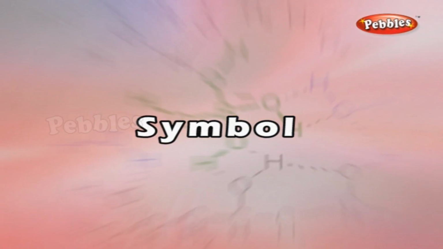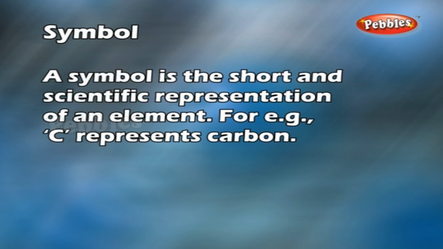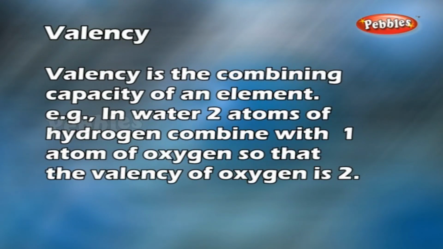Symbol. A symbol is the short and scientific representation of an element. For example, alphabet C represents carbon. Valency. Valency is the combining capacity of an element. Example, in water, two atoms of hydrogen combine with one atom of oxygen so that the valency of oxygen is 2.